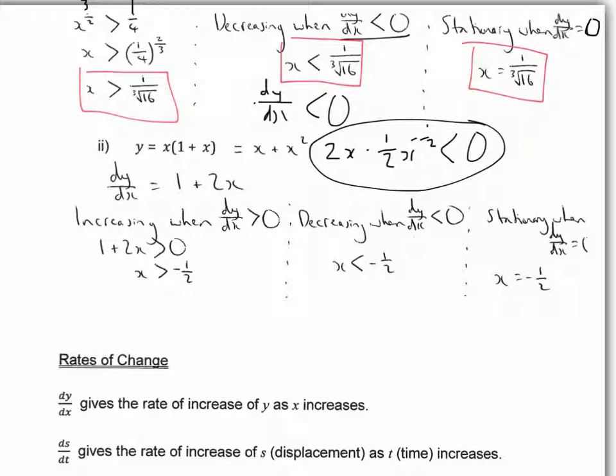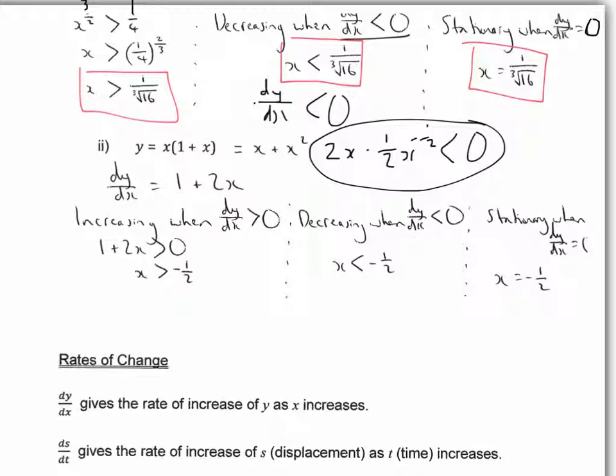So looking at this function, I've got this thing here, a very simple looking function, but to differentiate it, I need to expand it out. So I'm working with y equals x plus x squared. Because I'm being asked about increasing, because I'm being asked about decreasing, and because there's mention of stationary points, I must then differentiate. All of those are statements about the gradient. So I have dy dx is 1 plus 2x when I differentiate this.